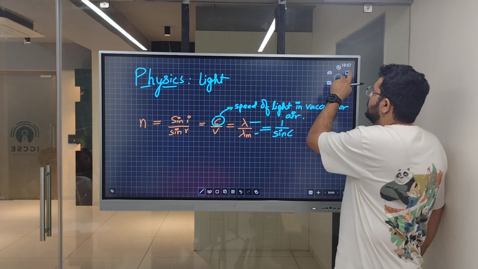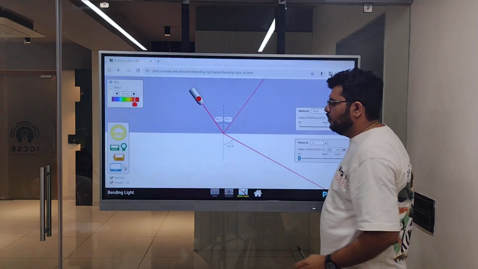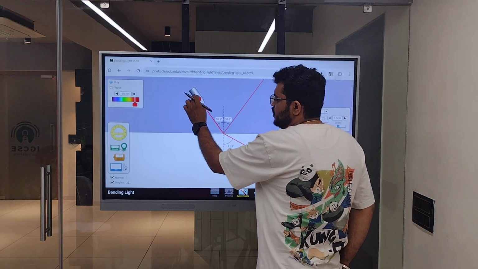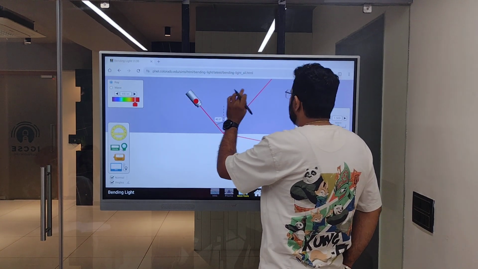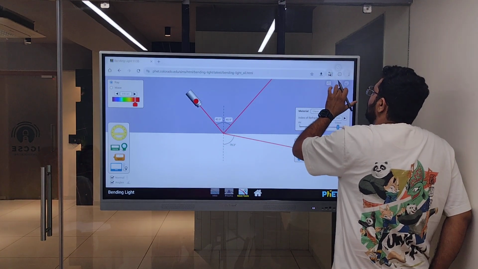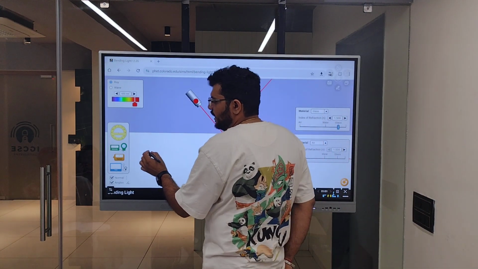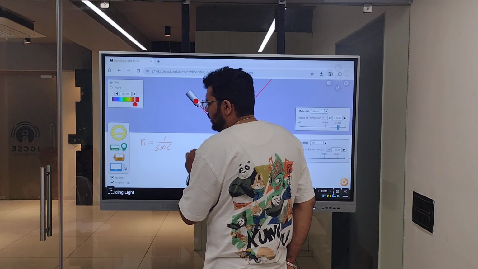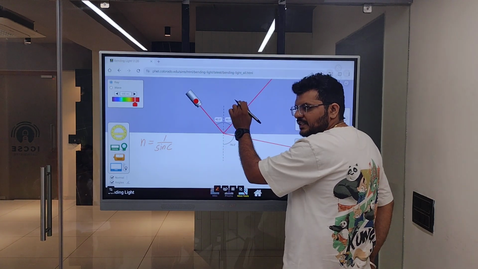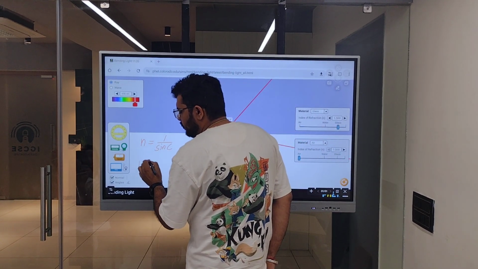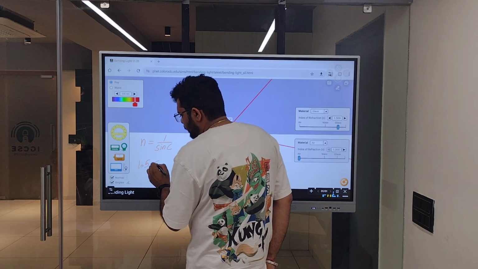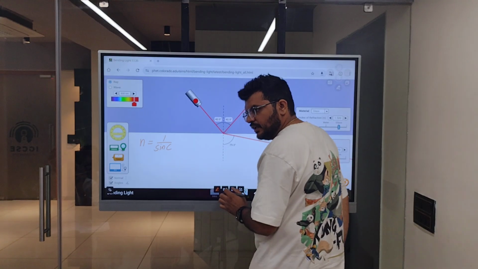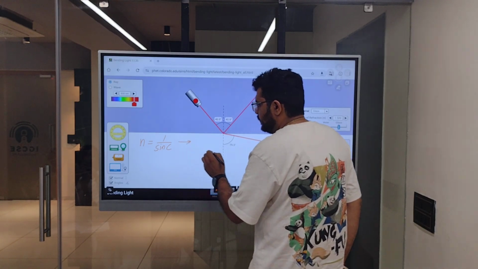Let's go back to the simulation. I need to teach something more. Now, if you observe this diagram, beyond the critical angle, not just me, all of us can find the critical angle. Now I know that n is equal to 1 by sine c, and for air to glass the value of n is 1.5. Can we all find out the value of the critical angle?